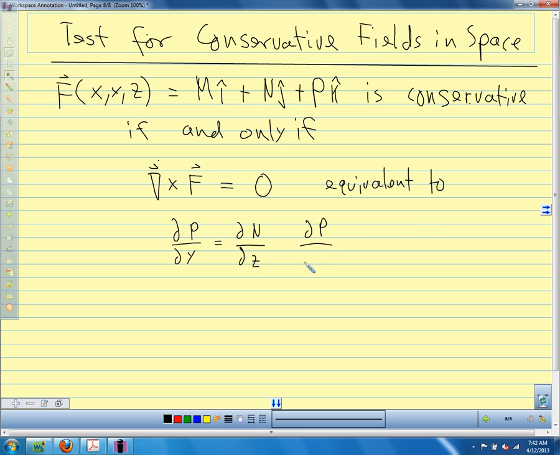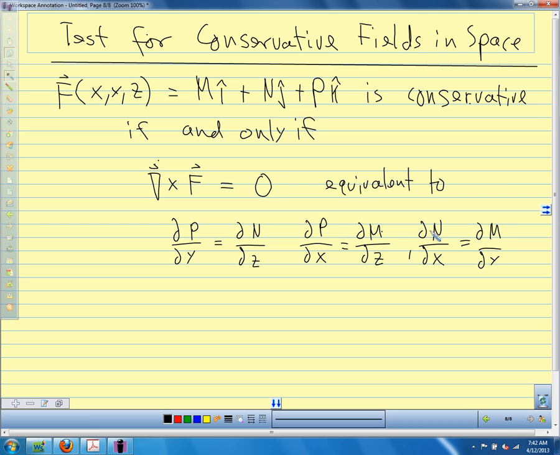The partial of p with respect to x is the partial of m with respect to z, and the partial of n with respect to x is the partial of m with respect to y. So there was what we had in the plane. So the curl being 0 is equivalent to these conditions, and these are exactly the same as saying that our mixed partials are equal.